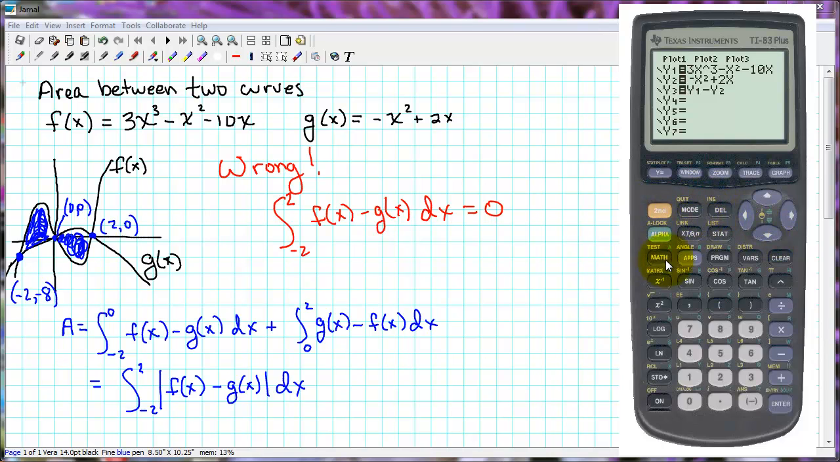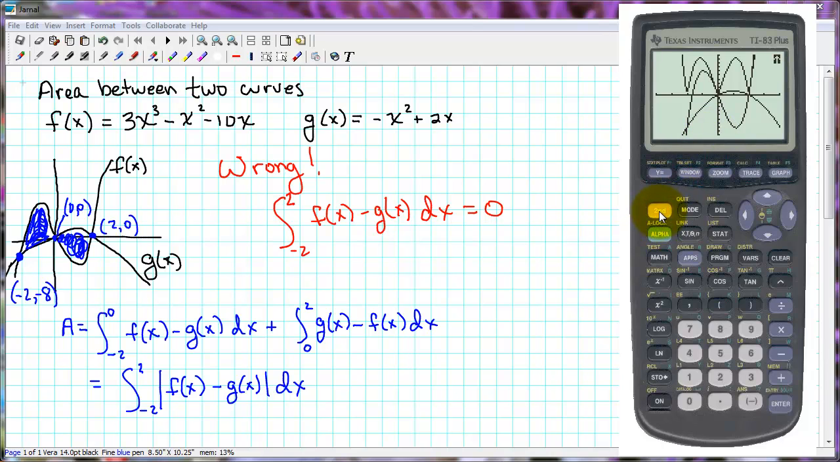So let me insert math, number, absolute value. Let me close my parentheses here. And let's sketch the graph again. Let's pay attention to the third graph that comes up here. This is our difference coming up. So notice now we've got a positive area here and a positive area. So when we integrate this y3, both these numbers are going to be positive and properly added together.